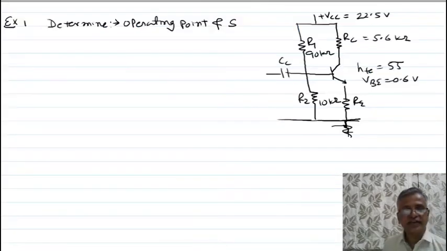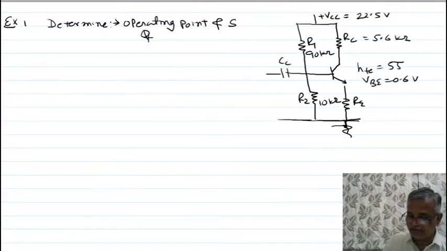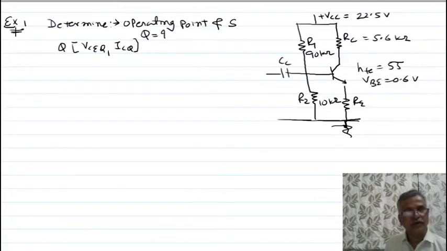For a given circuit diagram, determine the operating point. Operating point means they are asking for Q. Q means, as you already know, they are asking for VCQ, comma ICQ. It's a very simple way you will find. You can find the base current, then you can find the collector current. But let us see it in a different way.